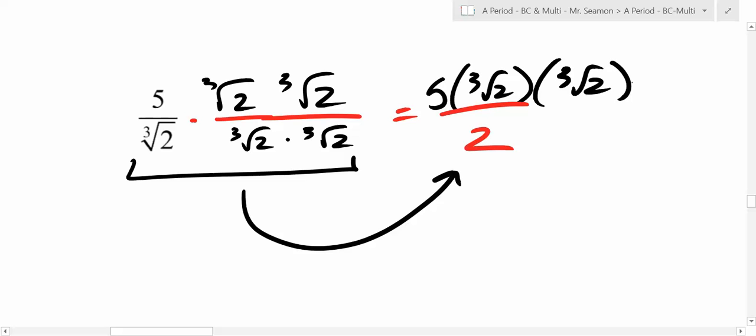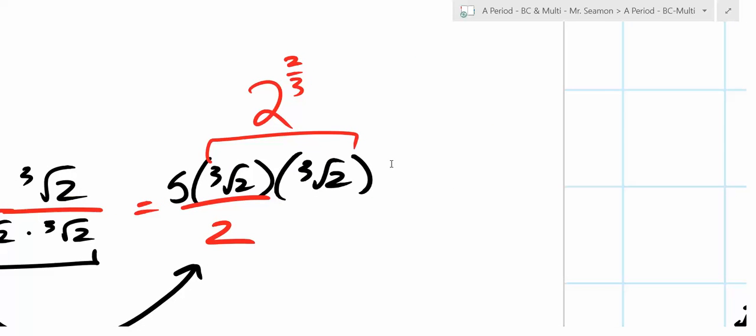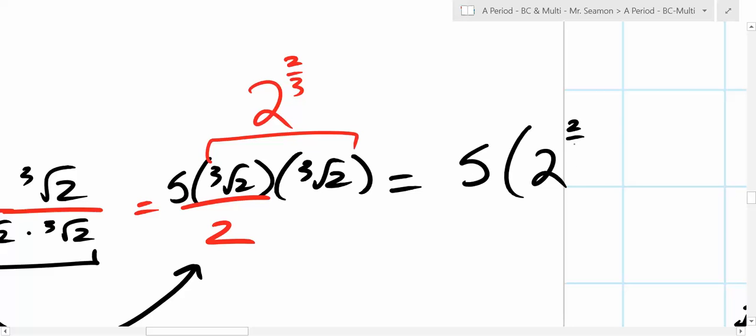What power is cube root? 1/3. So if you have 2 to the 1/3 times 2 to the 1/3, what does this equal? 2 to the 2/3. So one way you can write this is, if you wanted to, 5 times 2 to the 2/3 all over what? All over 2. You've rationalized the denominator.